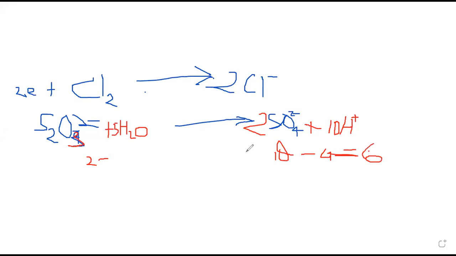What do I have to do? I have to balance the two charges. How do I balance the two charges? I must add a figure here that will give me negative 2. Which figure do I add to 6 to give me negative 2? Negative 8. Negative 8 means adding 8 electrons here, because the electrons are negatively charged.